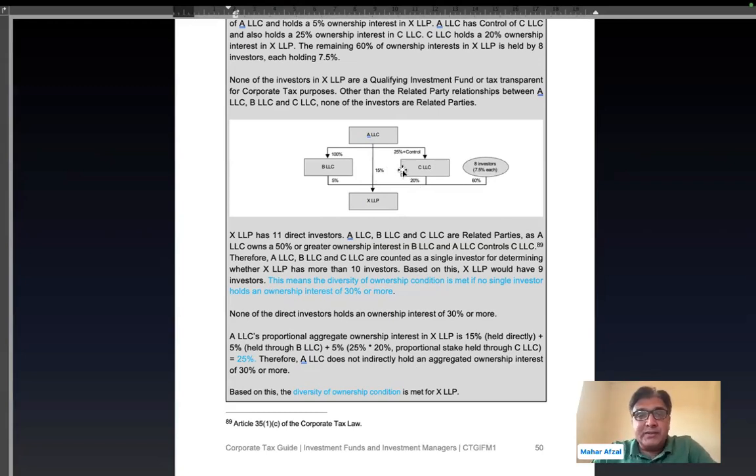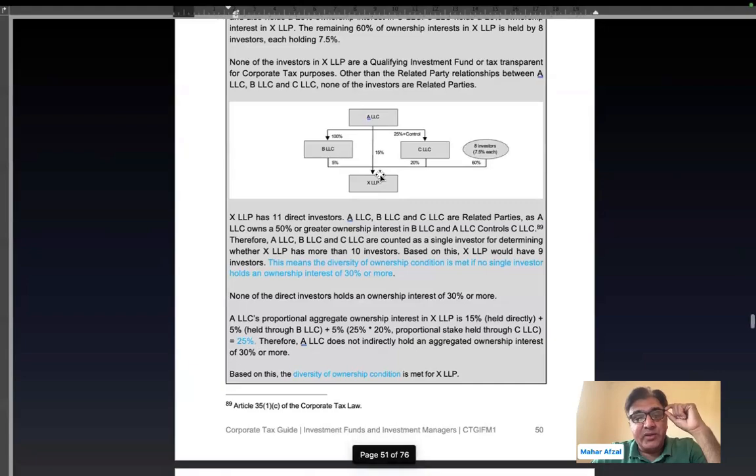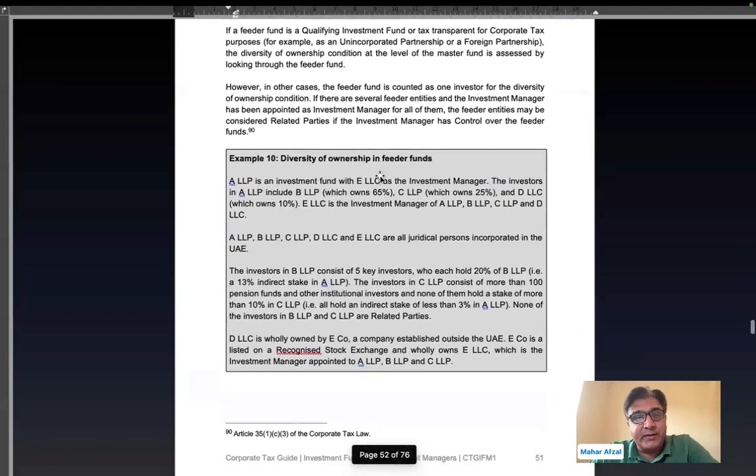So on an overall basis, this group, all related parties, which will be considered one investor, are holding 25%, and the maximum they can hold is up to 30%, which means the diversity of ownership condition is being satisfied as well. You can go through here. They have said it does not hold an aggregate ownership of more than 30%. They are holding 25%. How 25%? 5 plus 15, 20, and 25% of 20 is 5. 5, 5, 10. 10 plus 15, 25%. So the diversity of ownership condition is being satisfied.